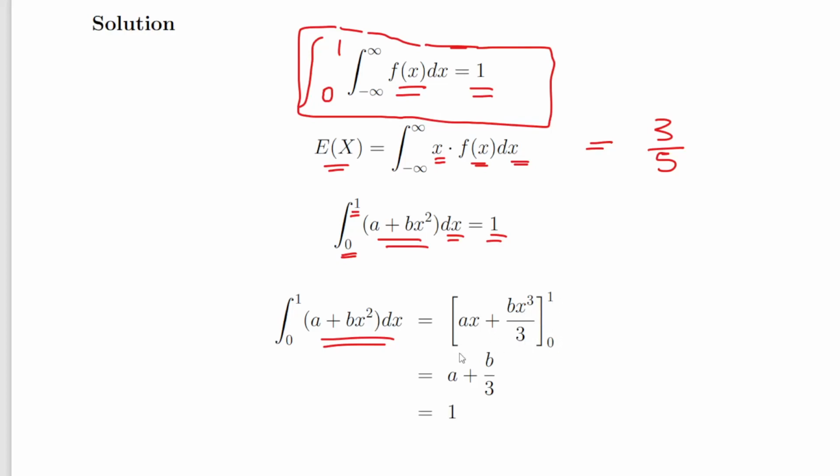When we evaluate that expression at x equal to 1, we get a plus b over 3. And when we evaluate it at 0, essentially what we get is 0 plus 0, so we can just disregard that and concentrate on a plus b over 3. So a plus b over 3 must equal 1. That is going to be the first part of our calculation.